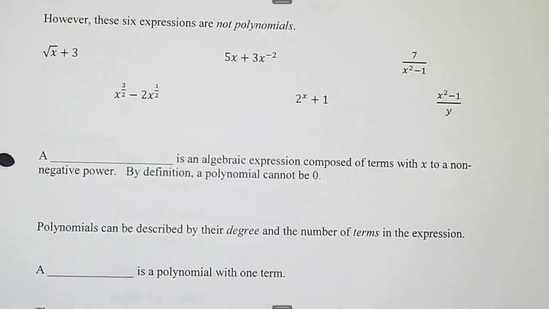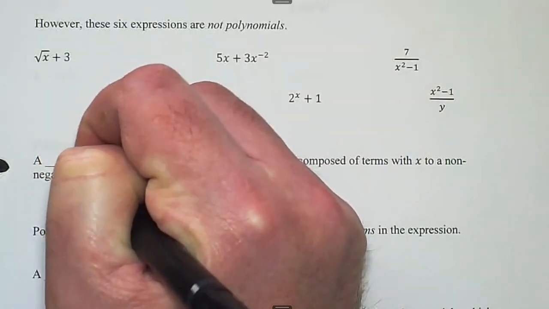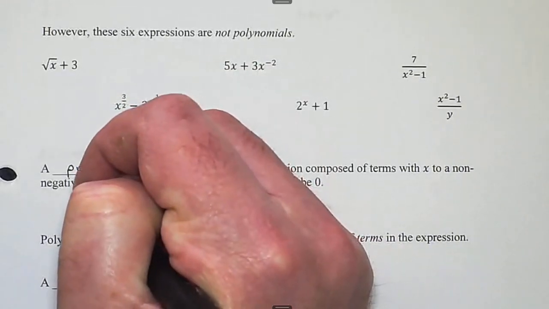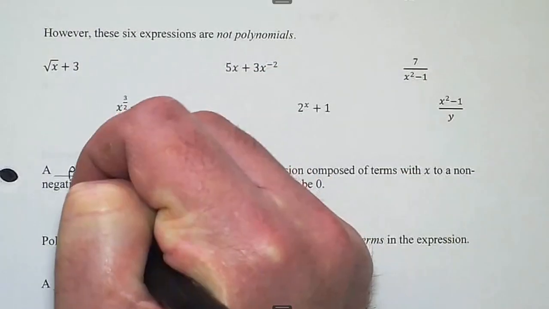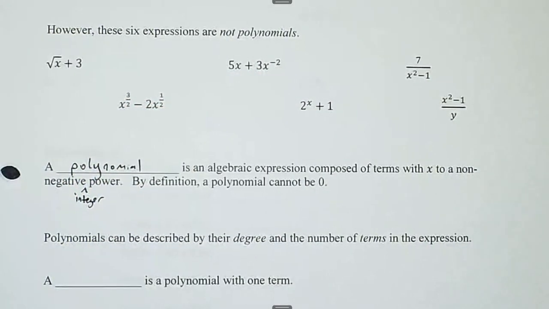Okay, so let's talk about a polynomial. This is kind of a working definition for us. It's an algebraic expression composed of terms with x to a non-negative power. I should really add a non-negative integer. Or I could just say whole number power, okay? By definition, a polynomial cannot be zero. So a polynomial can be a single constant, but that constant can't be zero.